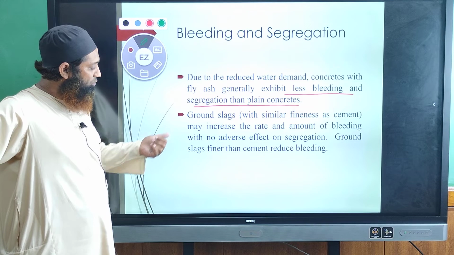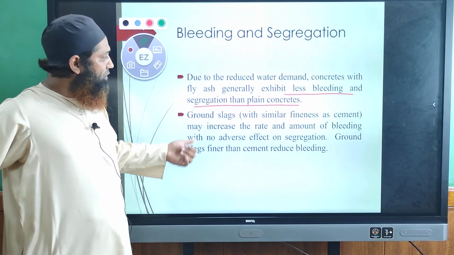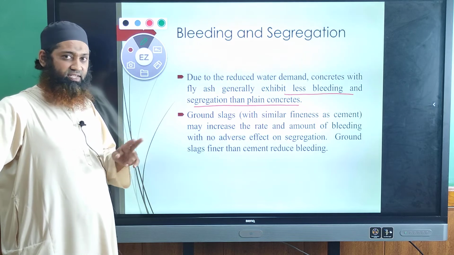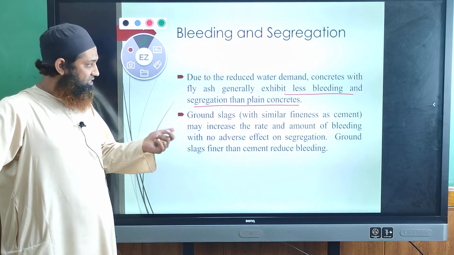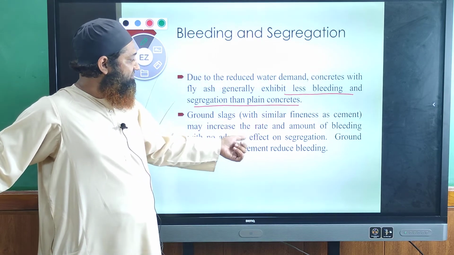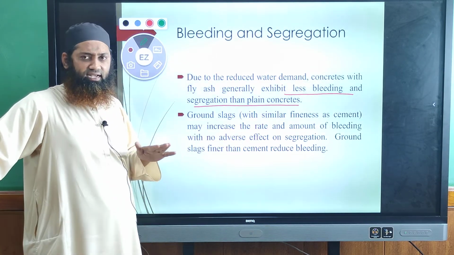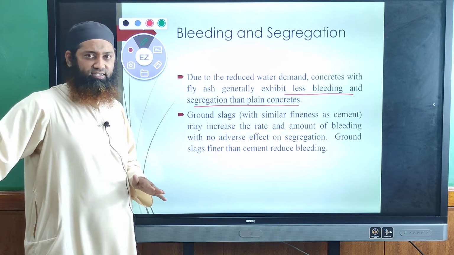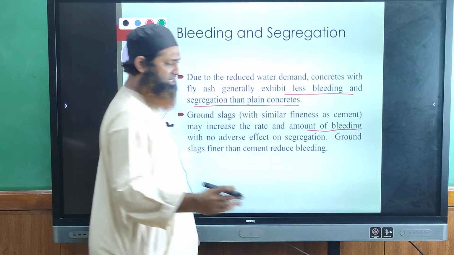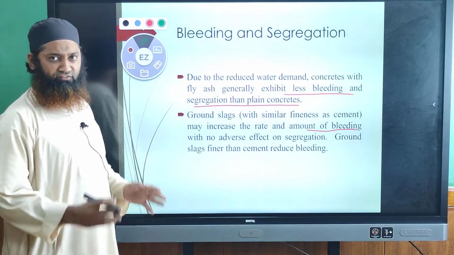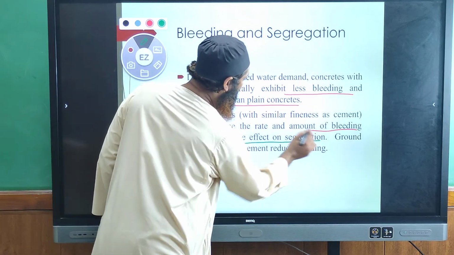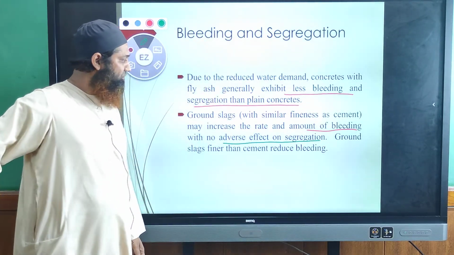Let us see how the ground slag performs. The ground slag with similar fineness as cement, as the fineness is basically the same as that of cement, may increase the rate and amount of bleeding with no adverse effect on segregation. A little bit of bleeding takes place, but segregation is not there. The materials don't segregate. The water moves away, but the different materials don't move. The mixing is very proper here. So this also performs very well. The ground slags also perform very well.